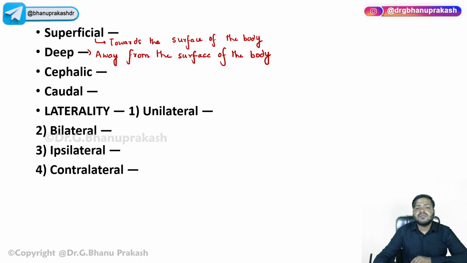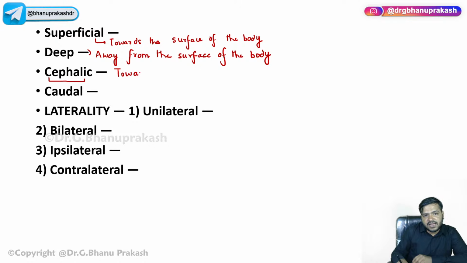So superficial means towards the surface of the body. Deep means away from the surface of the body. Yes, deep means away from the surface of the body. Cephalic basically means towards the head part. Yes, cephalic means it is towards the head part, right?